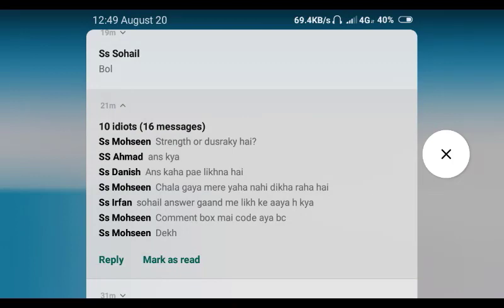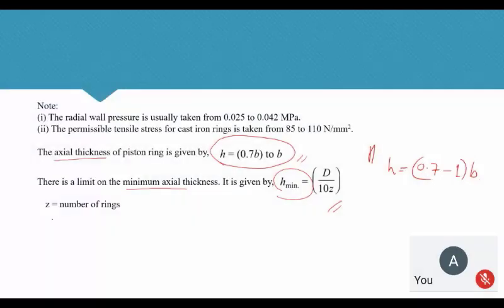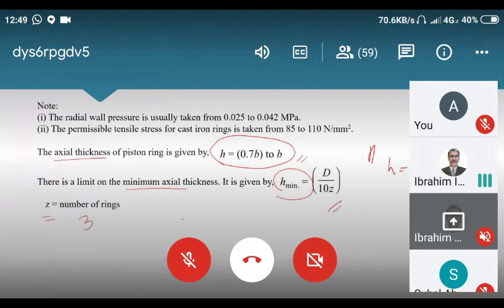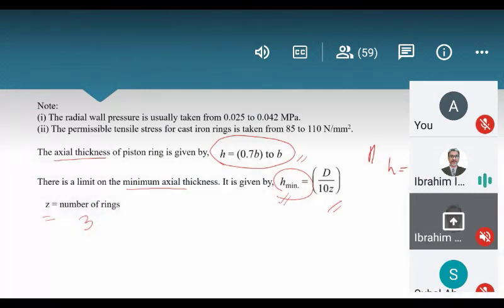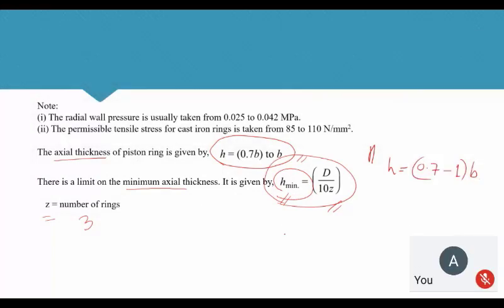Then this particular formula gives you an idea as to how many rings you should select. Suppose you want to select Z number of rings, let's say 3. Then this formula will give you an idea about the number of rings to be selected as well as the thickness of each ring. Where D is the diameter of the piston. Let's say I have a piston with a diameter of 120 millimeter, and I'm selecting 3 rings. Then how much will I have?